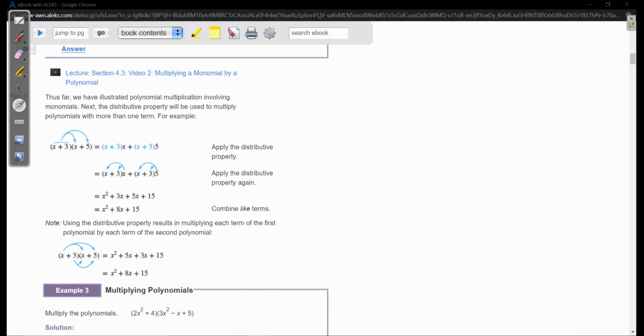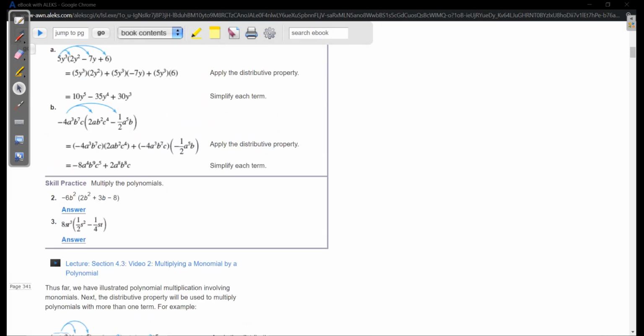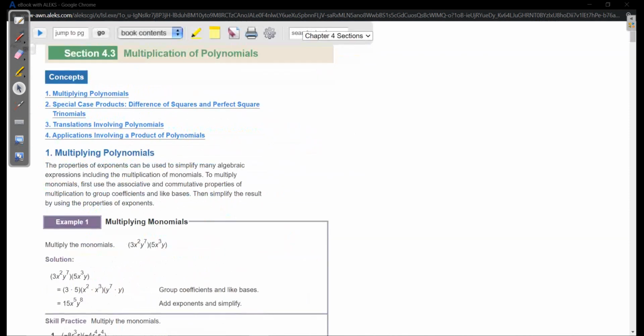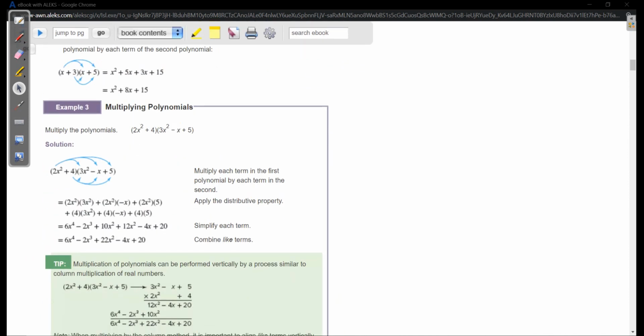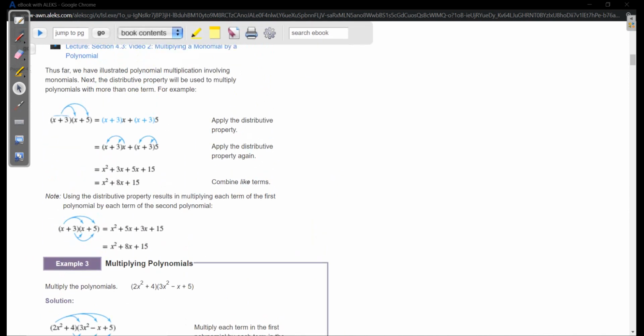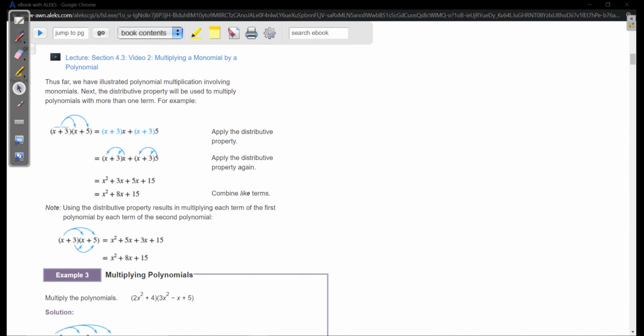Okay, let me just check real fast. We did our distributive property. It just says associative and commutative. Well, we did do our distributive property in example 2, but whatever. Next, the distributive property will be used to multiply polynomials with more than one term.